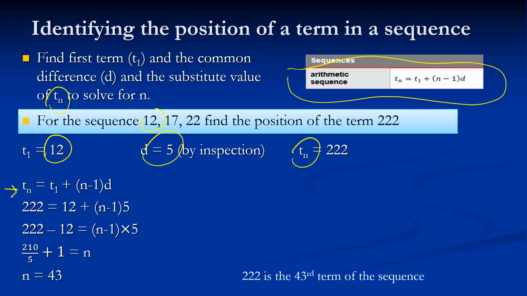And then let's go. See, 222 equals the first term, which is 12, plus the unknown multiplied by 5. Unknown minus 1 multiplied by 5, sorry. Now I'm just going to rearrange that with inverse operations. So remember the inverse, so we're transposing the equation.